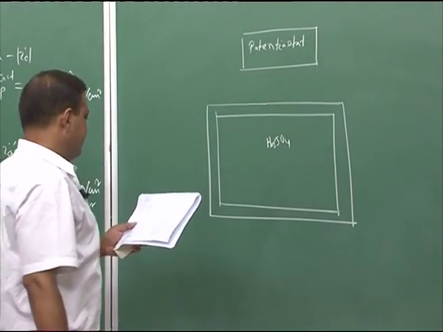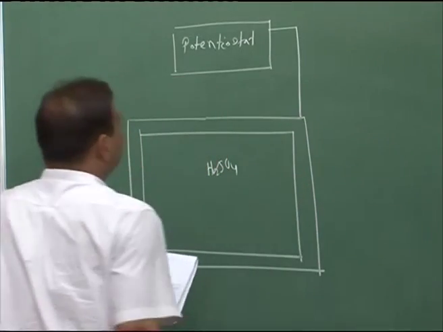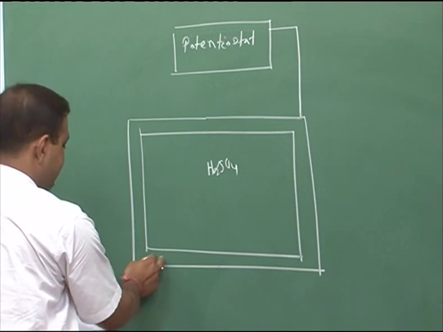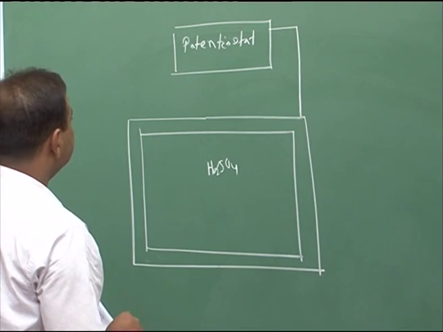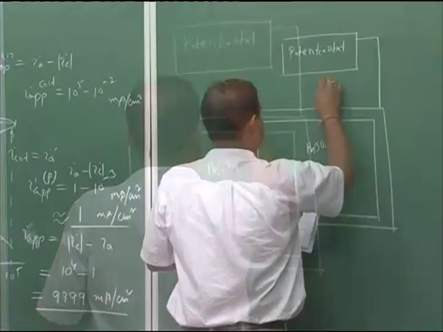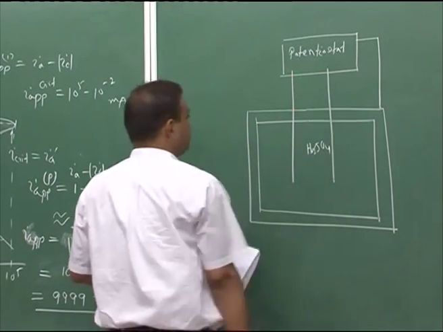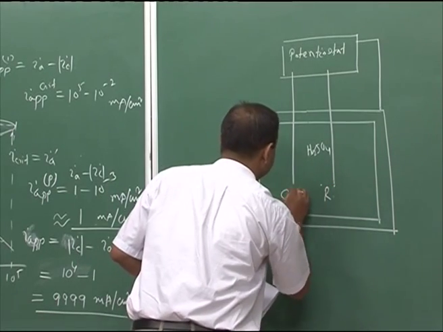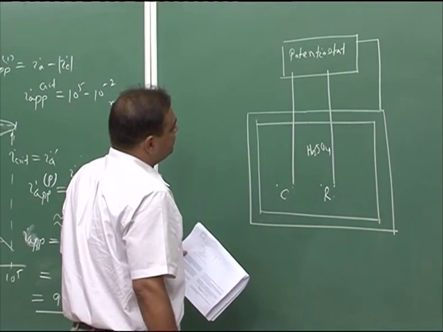Potentiostat. Now, this is to be connected to, it is to be made anode, that means this is to be connected to the positive terminal, and we have one reference electrode and one counter electrode. This is my reference, R means reference, this is my counter or auxiliary electrode.